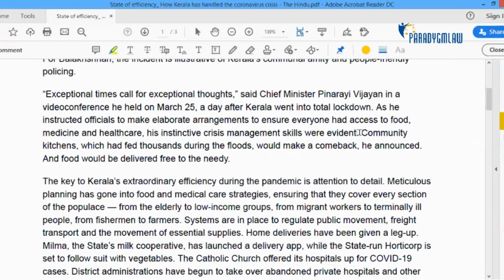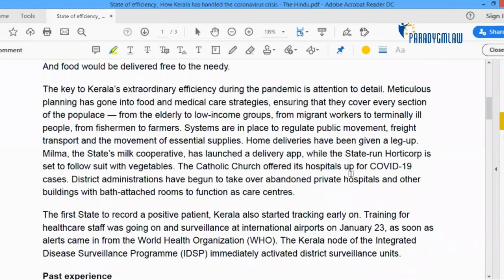One of the most important aspects of the Kerala model, or the success of it, is the community kitchens, which has fed thousands. This was established during the Kerala floods, and now they have brought them back during the coronavirus crisis. What other states may be missing are the systems that are in place to regulate public movement, freight transport, and the movement of essential supplies.